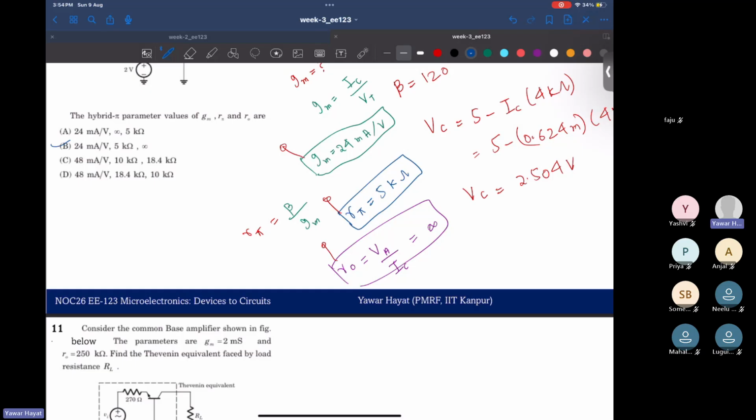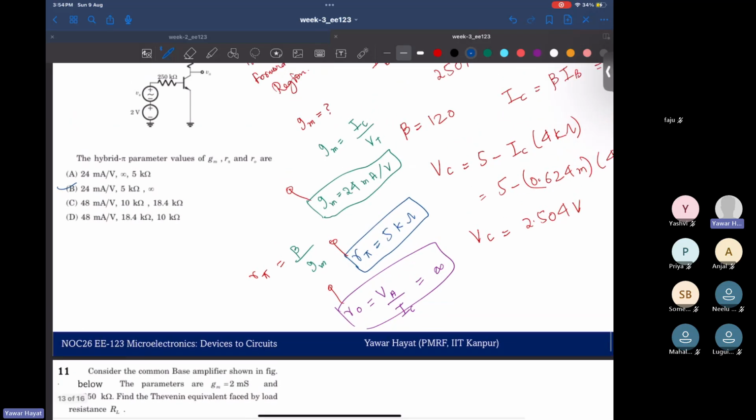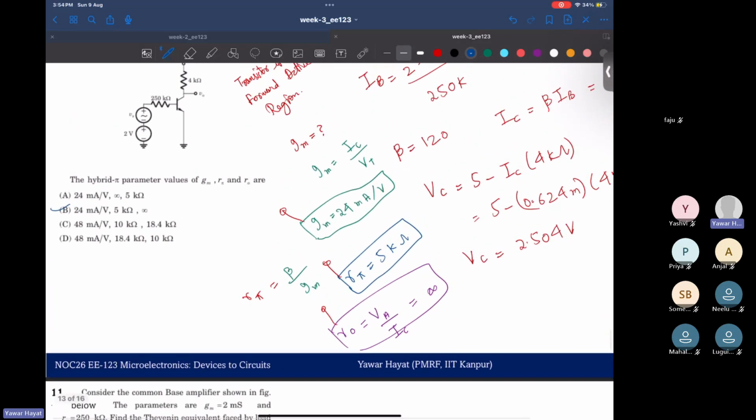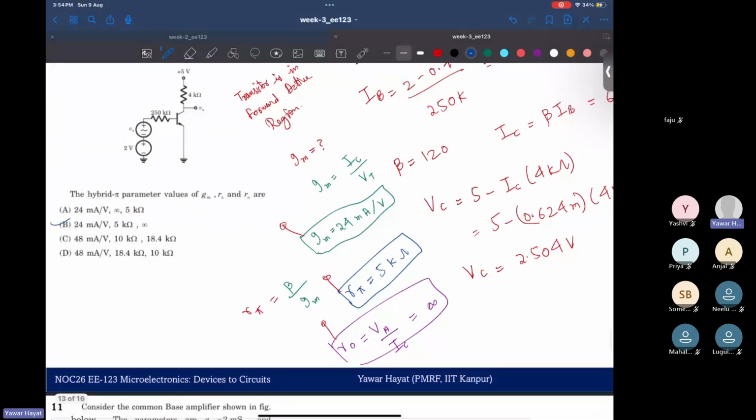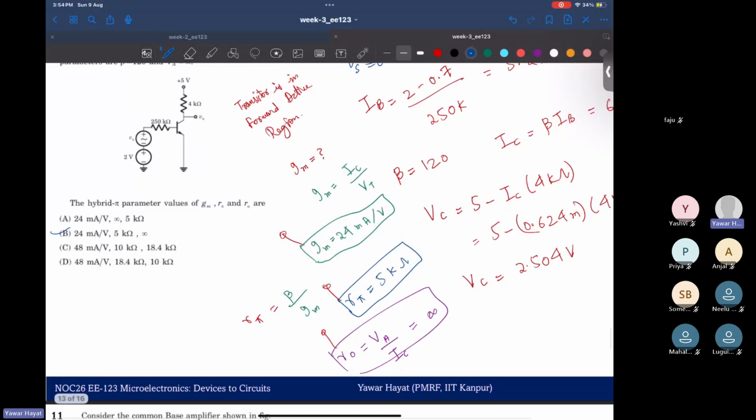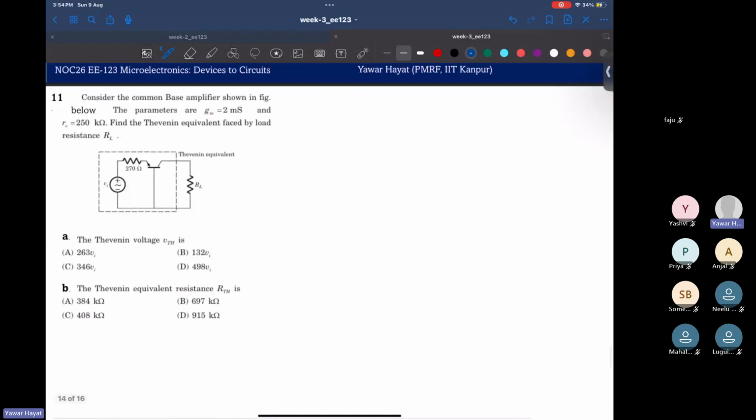Please make sure you remember the relations because you are supposed to remember them while solving these types of questions. Okay, let's move on to the next one then. Does anyone have any doubt in this one? No, right? Let me proceed then.